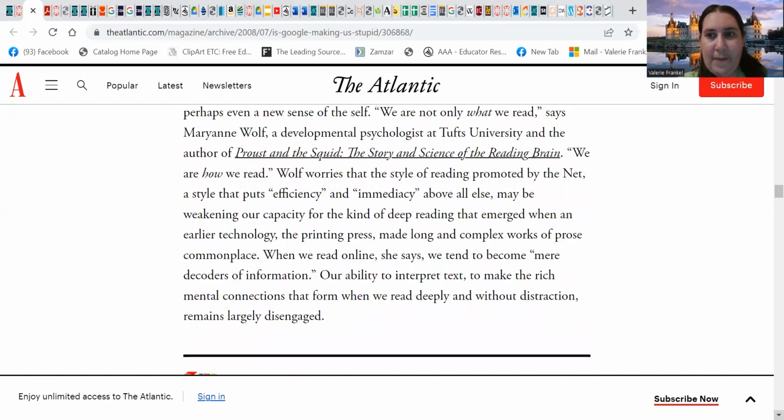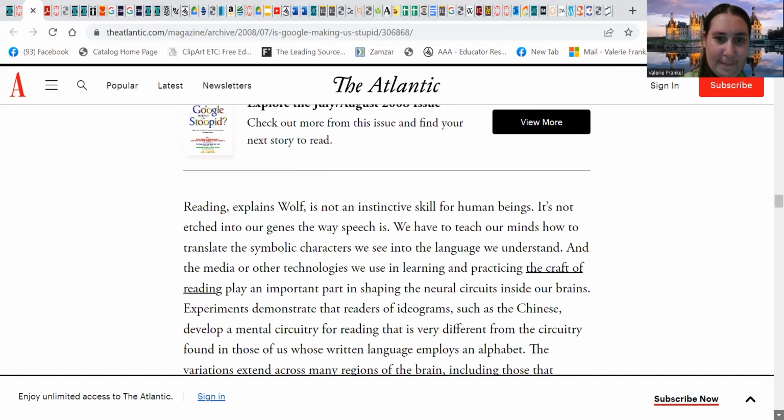The internet is emphasizing efficiency and bullet points and summaries. And the more we emphasize that, the more we create this kind of writing, and the more we read this kind of writing. And there we are in that vicious circle again.